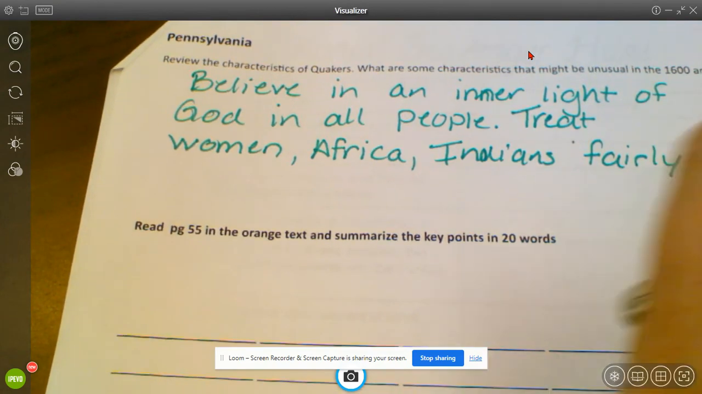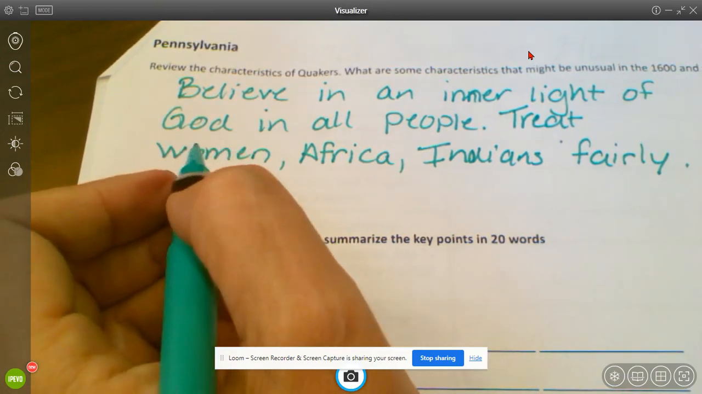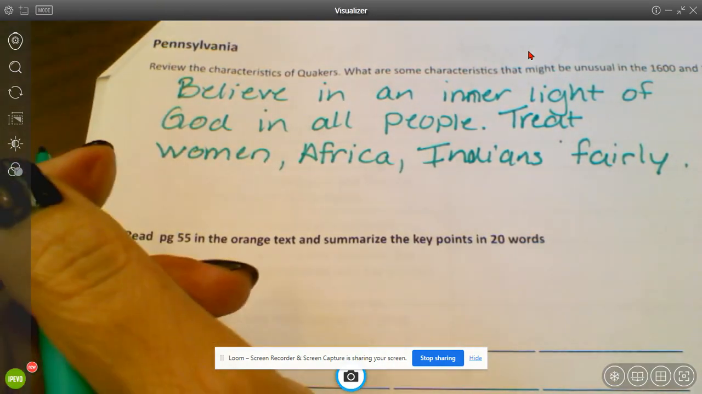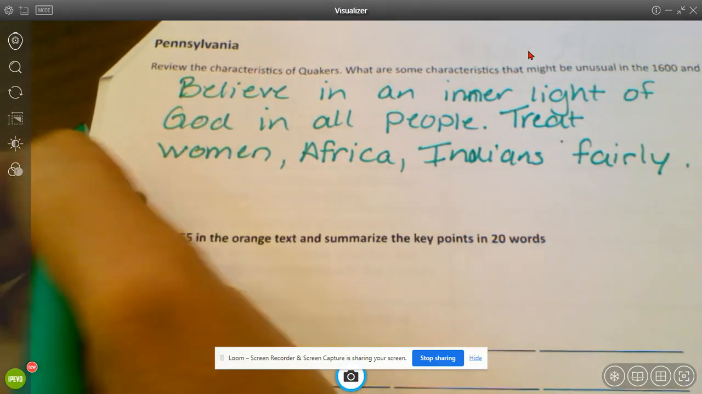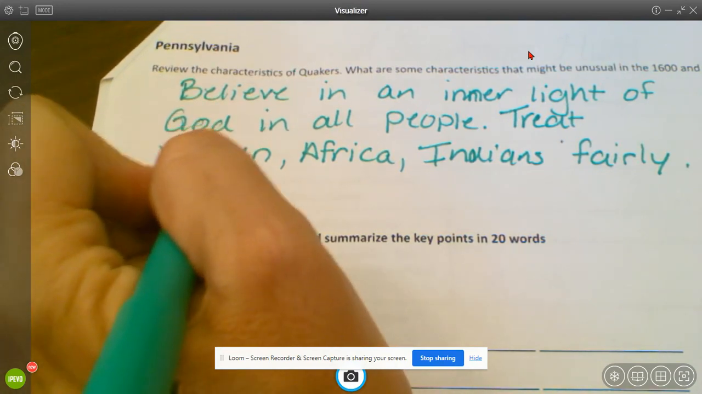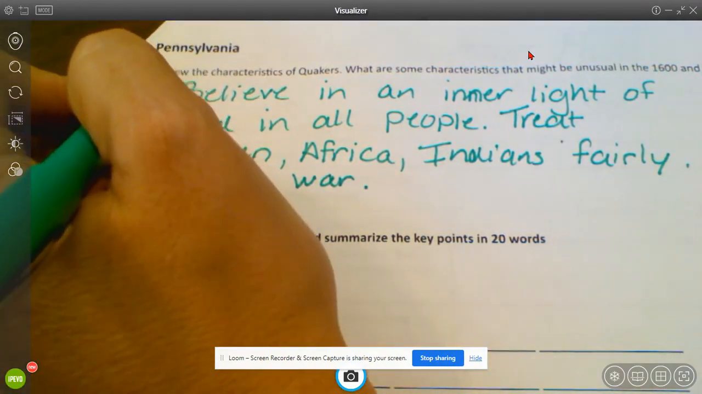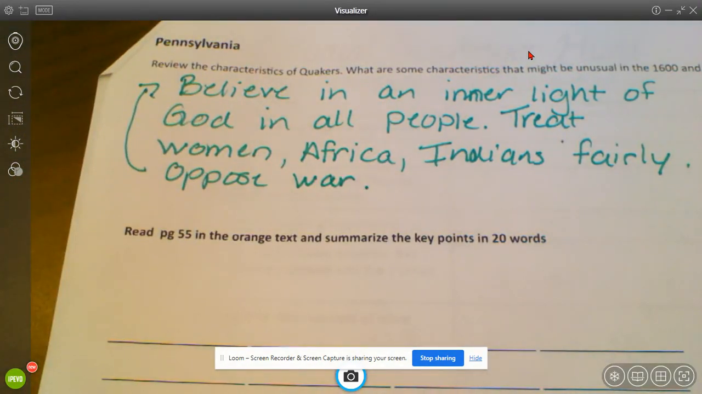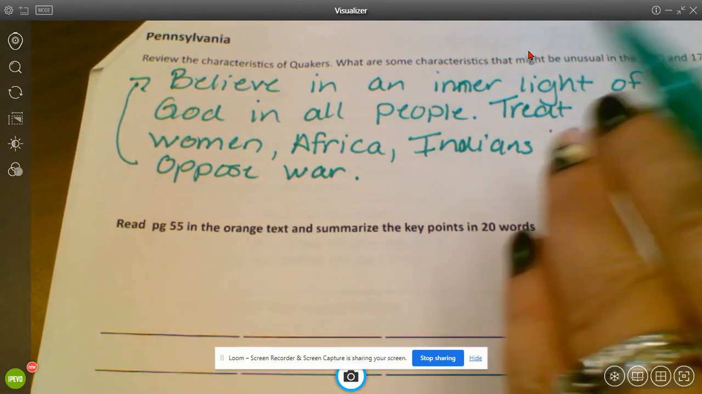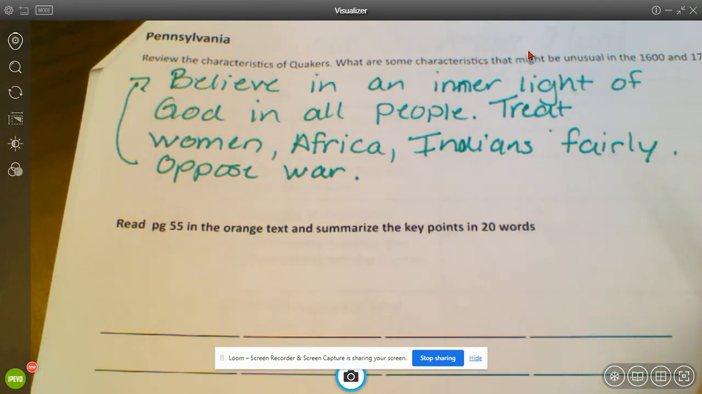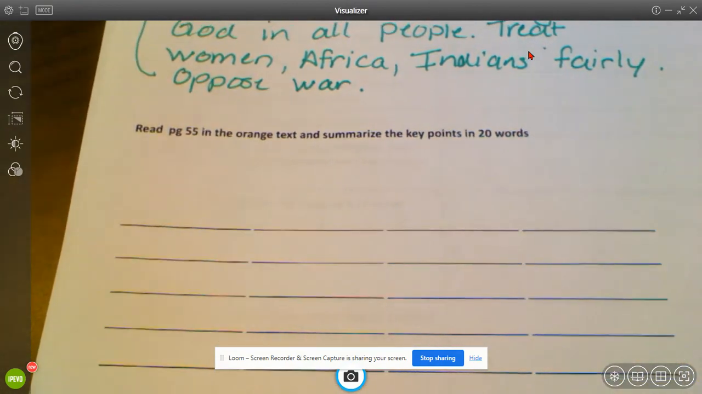And that's going to be very opposite what we see traditionally in life in the 1600s, right? None of these groups were believed to be equal to a white European man in the 1600s, according to European traditions. And along that line, they oppose war. Right? Because that belief that you have this inner light of God in all people says, well, then we shouldn't kill someone, right? If everyone is part of this inner light of God, then you can't kill them. It would be unjust.